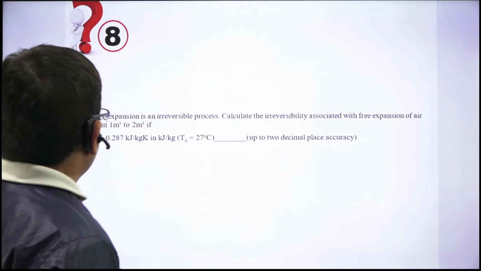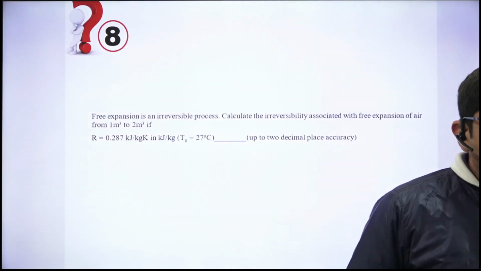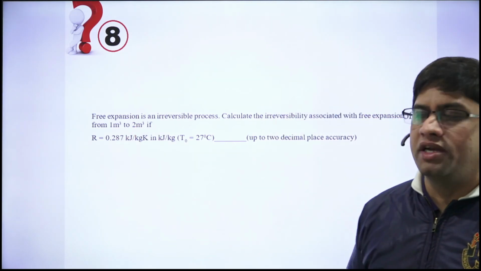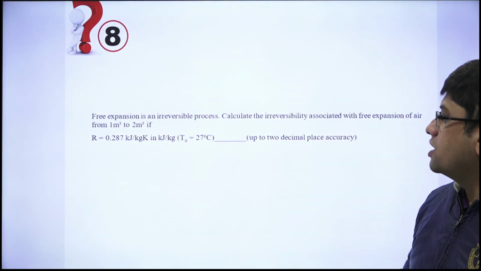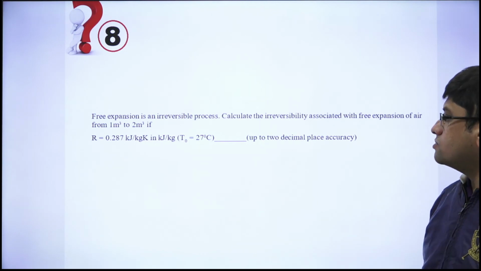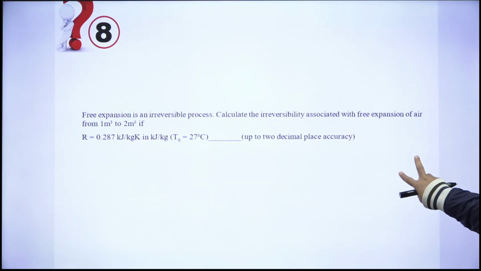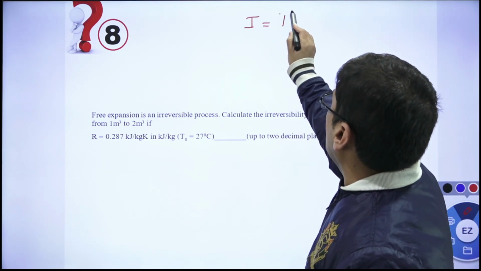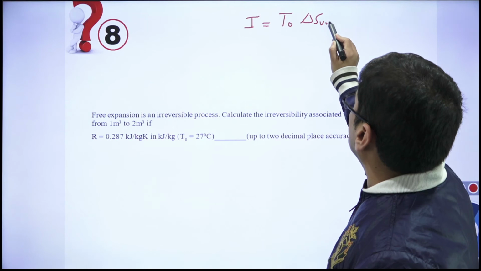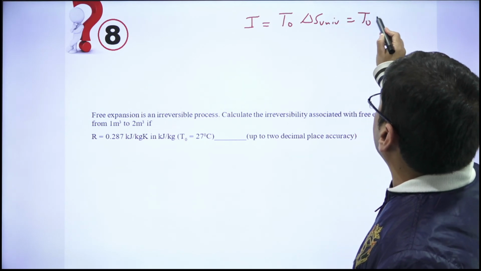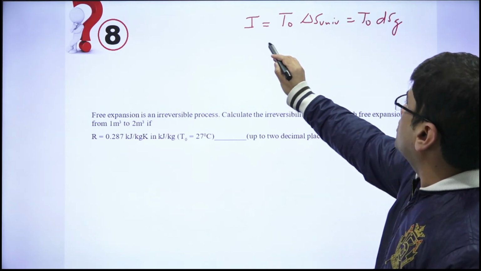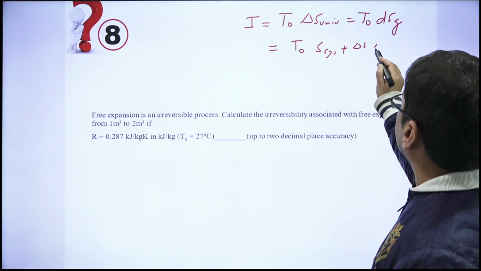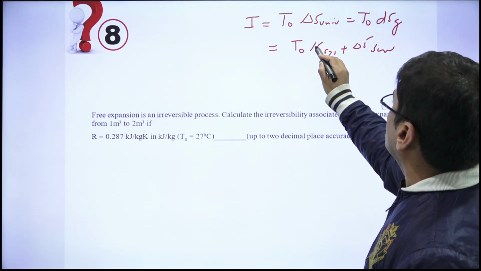And what has he given you? In free expansion the volume will increase, from V1 to V2. So V1 is 1 meter cube, V2 is 2 meter cube, R is given to us for air, the temperature is given to us, and you have to find out the irreversibility. You know, irreversibility, as I told you, is nothing but ambient temperature into delta S of universe. This can also be written as dS generation. This can also be written as T naught times delta S of system plus delta S of surrounding, because universe is nothing but system plus surrounding.